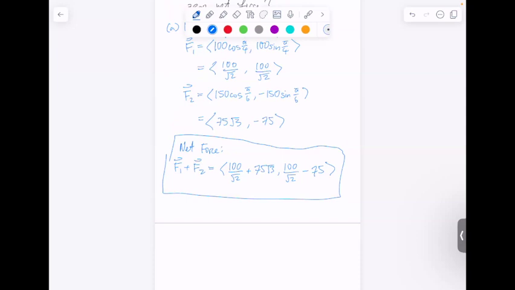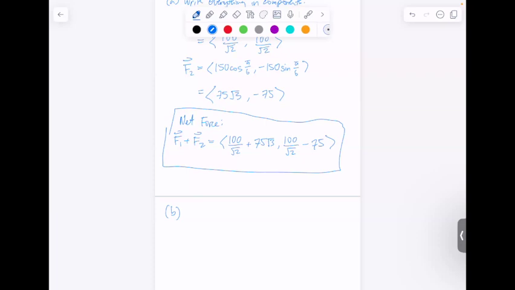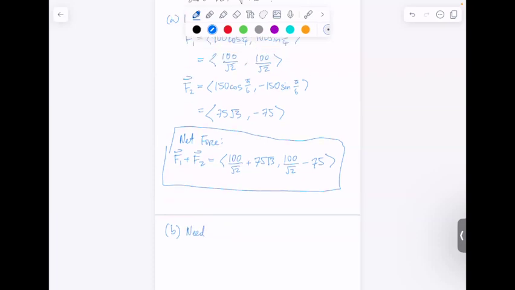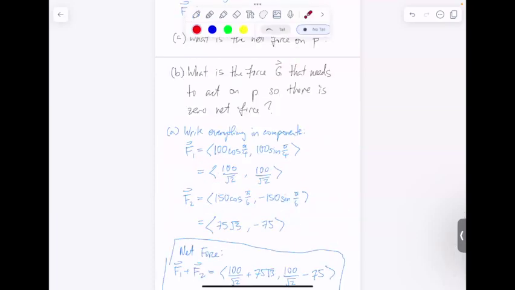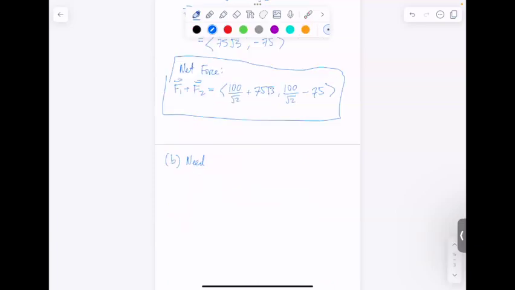Now, what's the force that I need to make sure that there's no net force? Right, so you want G. Remember, part B of this is to find a force G that cancels out the net force. So you want G plus F1 plus F2 to be equal to 0. What does this mean? This means that G must be equal to minus (F1 plus F2), which is minus what I had earlier.